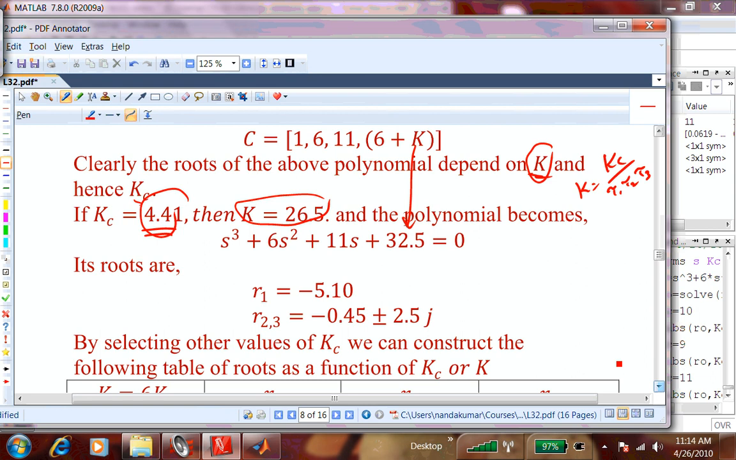The root locus, what I will do is plot the real part and the imaginary part of these roots. I'm not going to plot k at all. These roots depend on k. What I'm plotting here is, for example, minus 5.1. The imaginary axis is 0. So I will locate minus 5.1 and mark it as a pole. One of the roots is there. And then where would the other two be? Minus 0.45 plus or minus 2.5i. You tell me, how would I plot that?